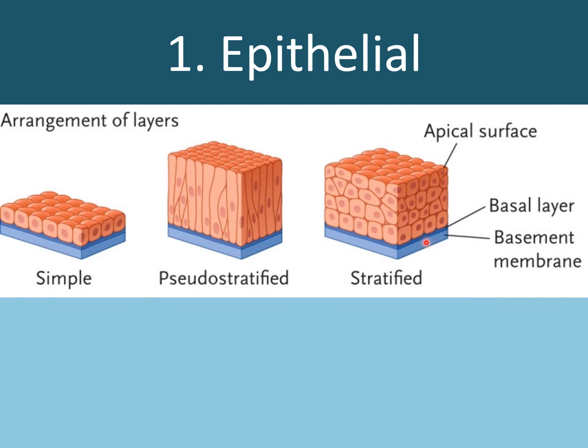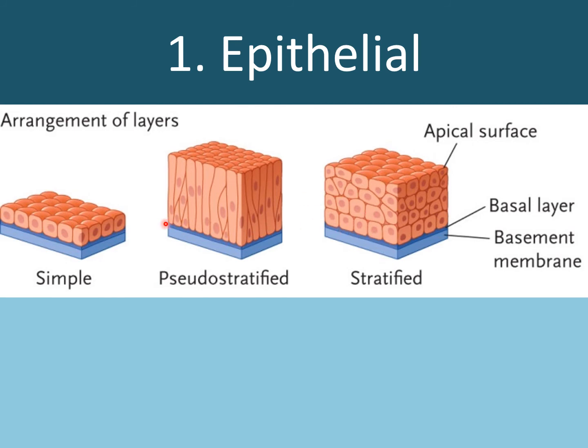To the far right is stratified epithelial tissue. Again, in blue is the basement membrane. And above that is a stack or several layers of epithelial cells. In the middle is pseudostratified epithelial. It's technically a single layer of cells like simple epithelial, but under a microscope it appears to be stratified. And that's because the nuclei are scattered almost randomly like you see in stratified epithelial.